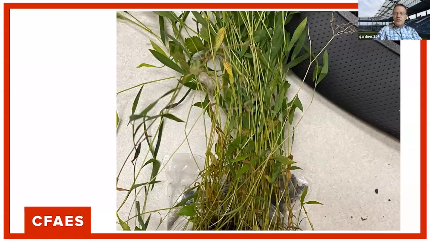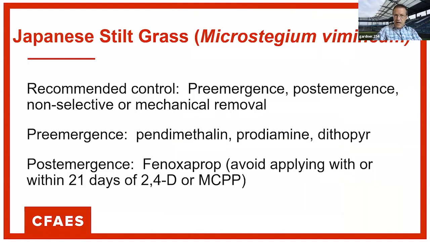If you see this particular species, you can control it post-emergence with fenoxaprop. Now, fenoxaprop is kind of a strange compound in that if you apply it within 3 weeks of 2,4-D or MCPP, I can't remember which one activates the other, but it's generally a bad idea. I say that because a lot of people will be using those two active ingredients to control broadleaf weeds this fall, so just be cognizant that there is that interaction, which is a little bit weird. But maybe the better strategy would be to figure out where those areas are, and next spring, go out with pendimethalin, prodiamine, or dithiopyr and attempt to control that pre-emergence.